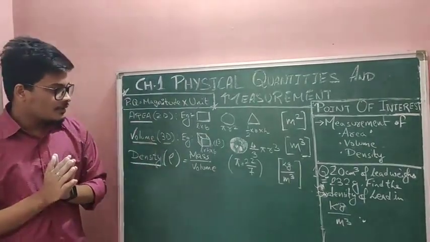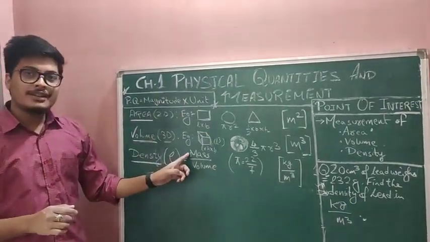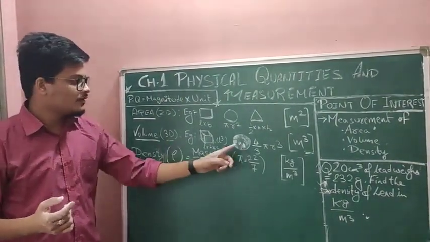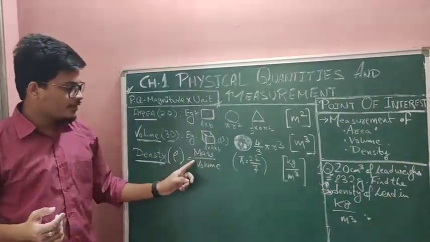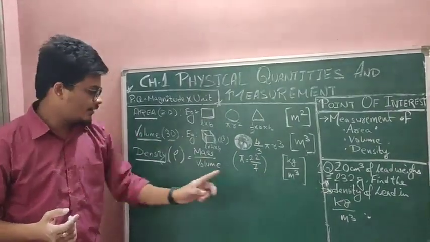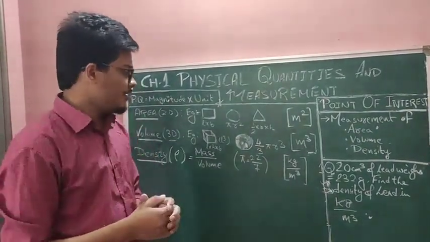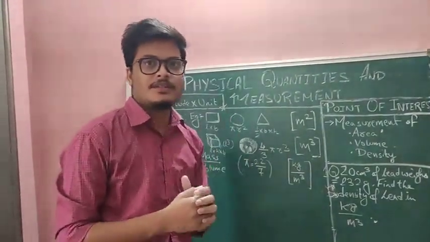Clear? And mass we measure in kilogram, whereas volume we measure in meter cube. Just now we have done, it is meter cube. So kilogram per meter cube is the unit of density. Clear? Now quickly, let's check one numerical based on density.